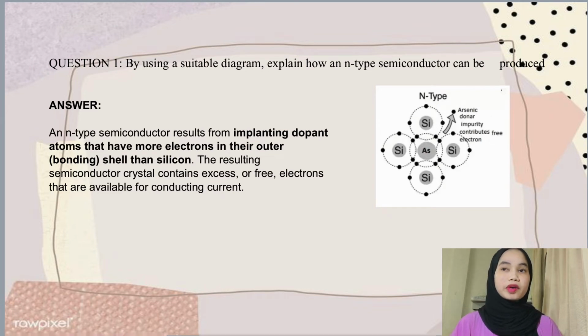Okay, so today I'm going to make a semiconductor device EOC presentation. Question 1. By using a suitable diagram, explain how an N-type semiconductor can be produced. The answer is an N-type semiconductor results from implanting dopant atoms that have more electrons in their outer bonding shell than silicon. The resulting semiconductor crystal contains excess or free electrons that are available for conducting current.